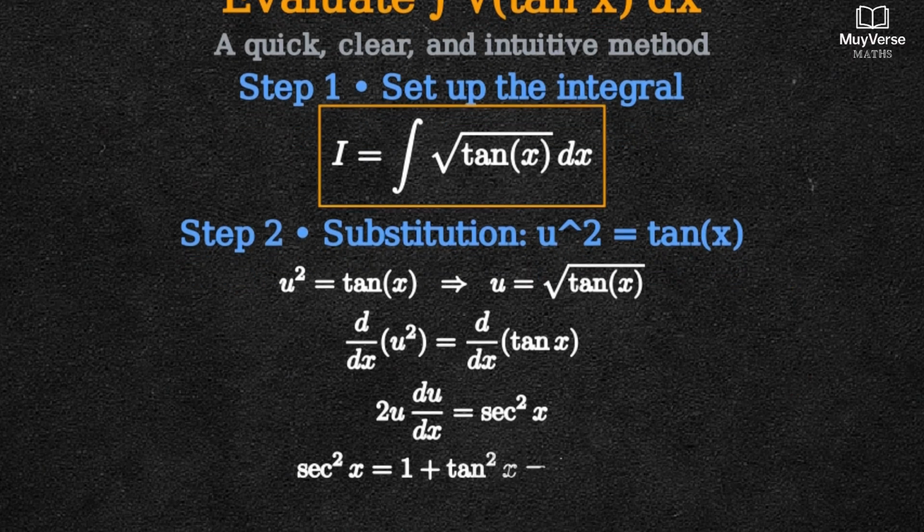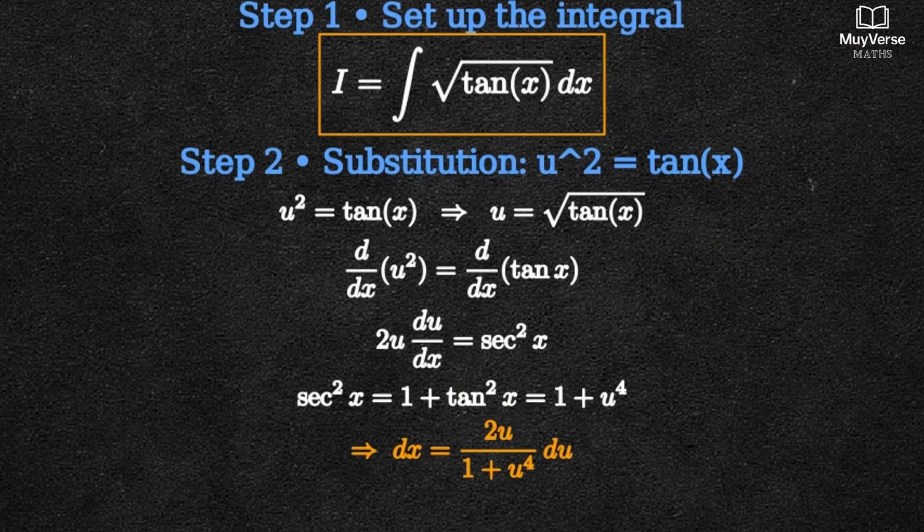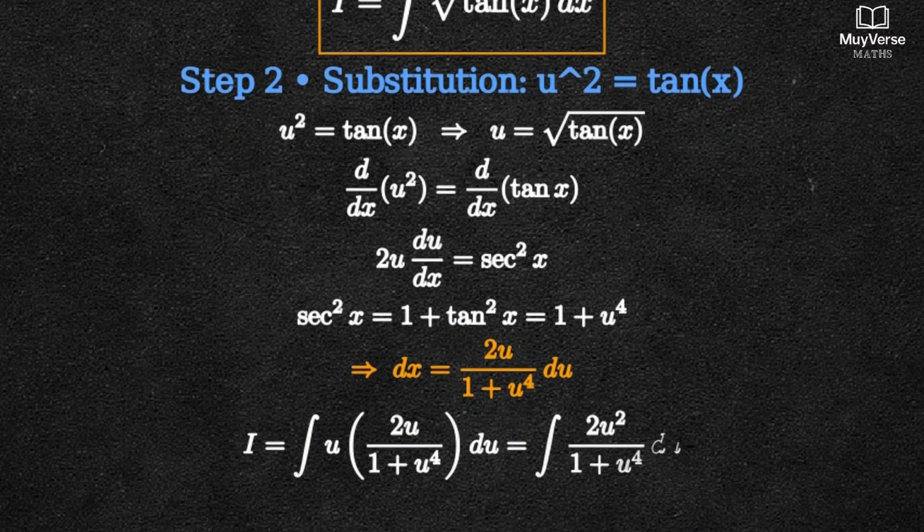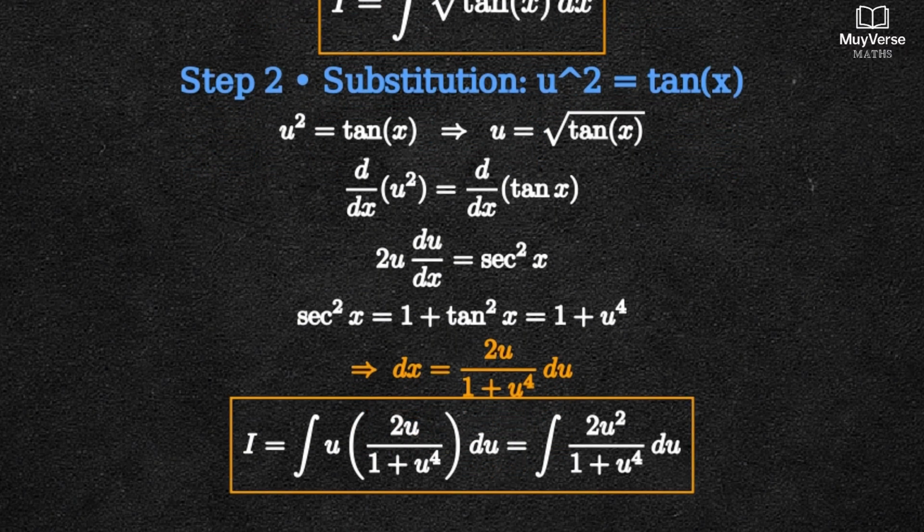Solve for dx to get 2u over 1 plus u to the fourth times du. Now substitute into the integral. The integral becomes the integral of 2u squared over 1 plus u to the fourth du.